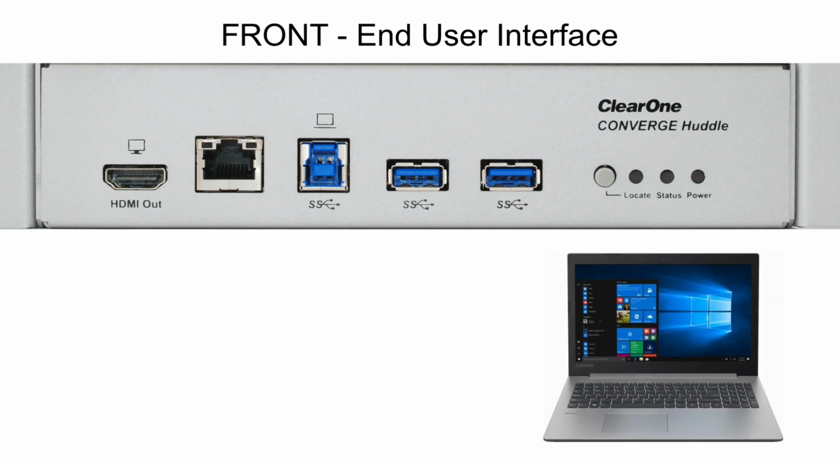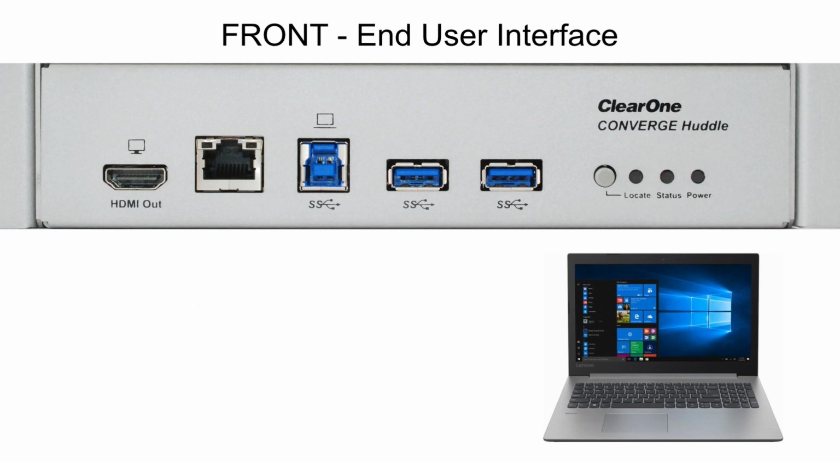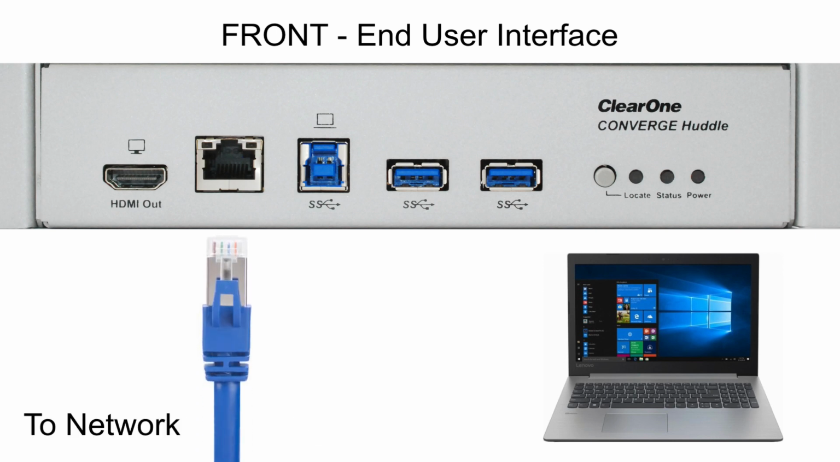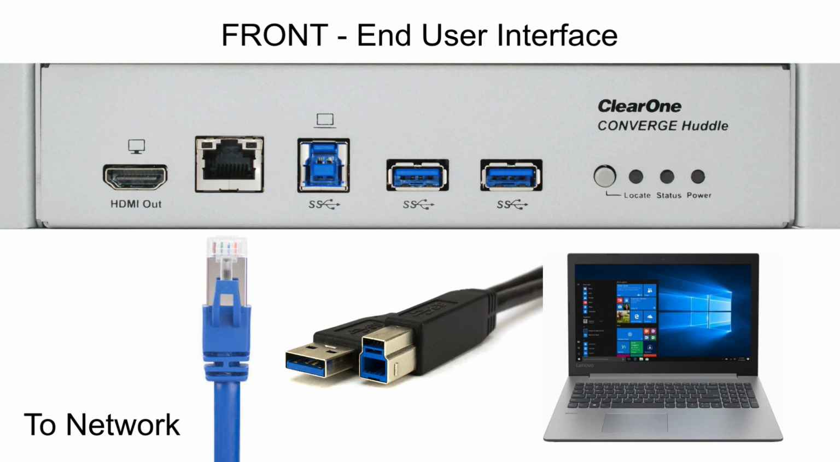To connect to the internet, you could be wireless on the network that you're using, but you could also use the network pass-through that can be wired directly to the network. If you're not using a wireless connection, the internet would pass through to the next port, which is the USB 3.0, and now you can receive the internet access through one cable, which is the USB 3.0.